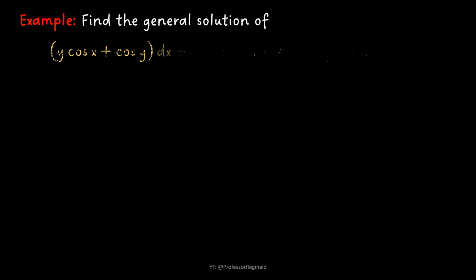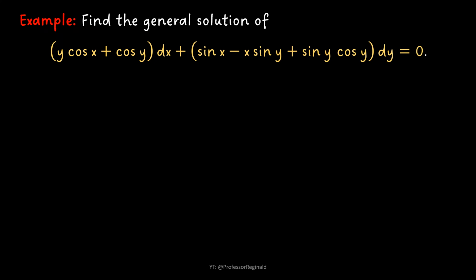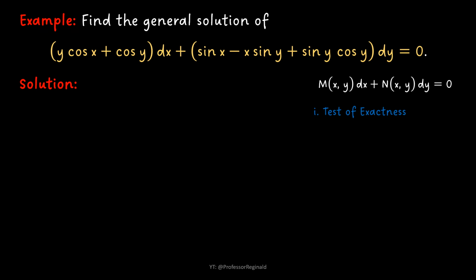Example. Find the general solution of the differential equation. Solution. The differential equation is already in differential form. Proceed to test if the differential equation is exact, by finding the partial derivative of the coefficient function of a differential with respect to the other variable. Because the partial derivatives are equal, the differential equation is exact.